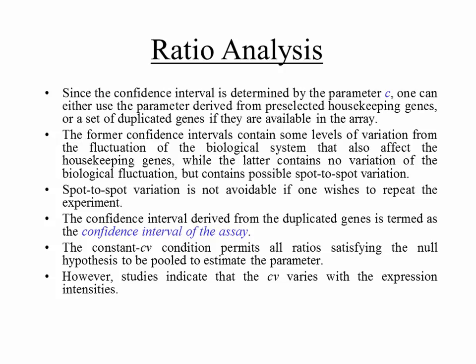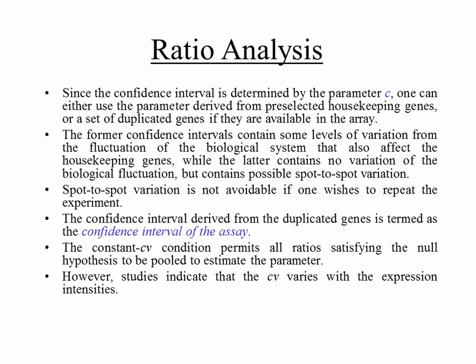While in the other case where you're using duplicated genes, obviously duplicated genes will be at different locations. Gene for hemoglobin at spot number 1 and at spot number 25, right? At different locations there is a spot to spot variation, so you will have some error because of that, right? And spot to spot variation is not avoidable if one wishes to repeat the experiment, because the next time you do it, things will change a little bit, right? Robot might put it there, but it may be a little bit off and things like that, right? The confidence interval which is derived from the duplicated genes is referred to as the confidence interval of the assay, right?